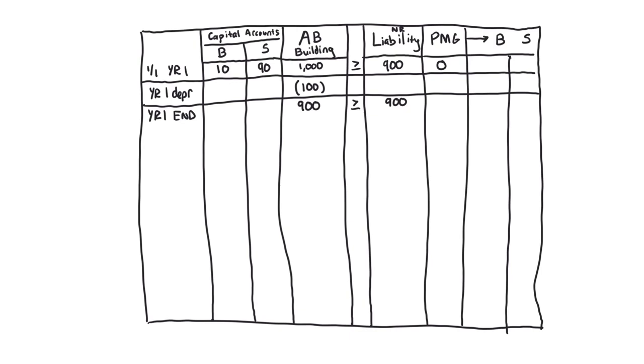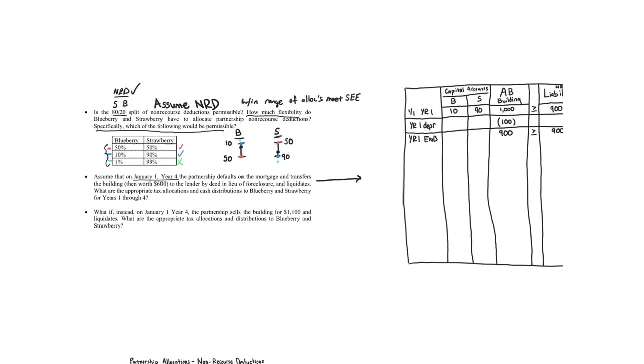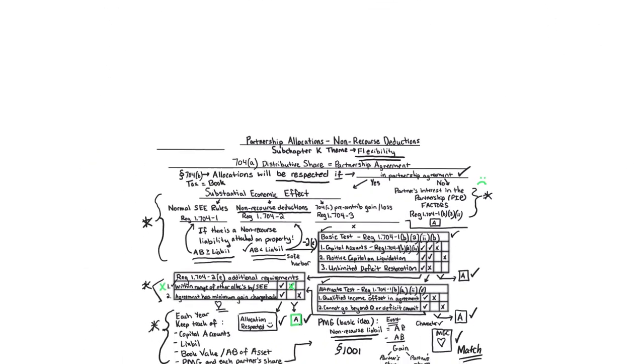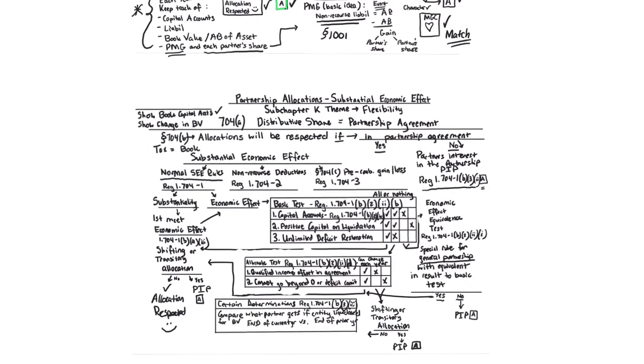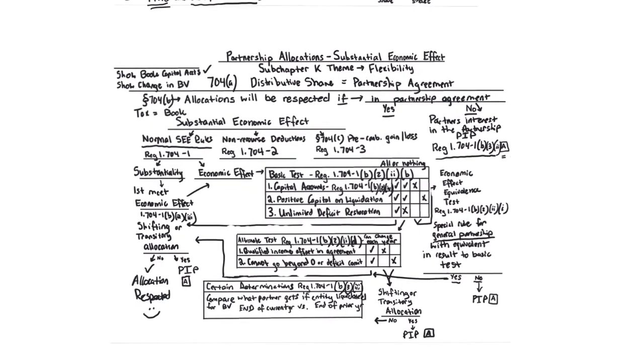So if we go back to our rules, right? If we go back to the non-recourse deduction rules, look at this. And we look at, hey, are we under Reg 1.704-1 normal SEE rules, or are we under Reg 1.704 non-recourse deduction rules? If we're looking at that, look at this. Right now, at the end of year one, our adjusted basis is greater than or equal to liability. We are still under the normal SEE rules. So if we're applying the normal SEE rules, we apply the normal SEE rules like we have here, right?